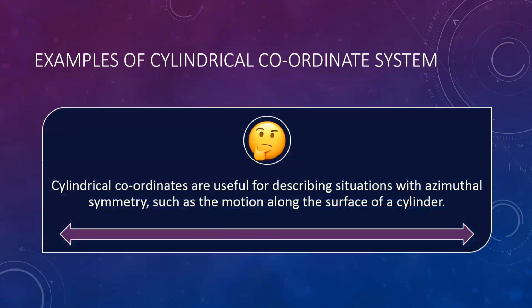Examples of cylindrical coordinate system. Cylindrical coordinates are useful for describing situations with azimuthal symmetry, such as the motion along the surface of a cylinder.